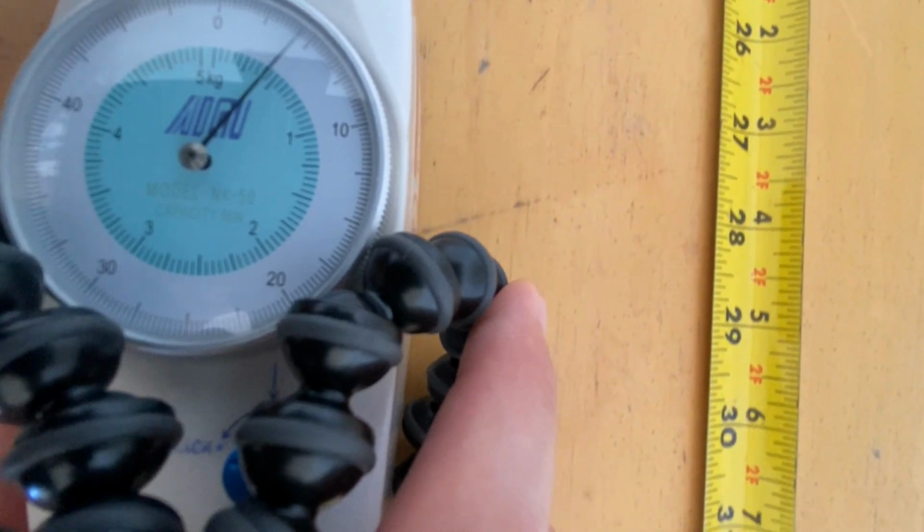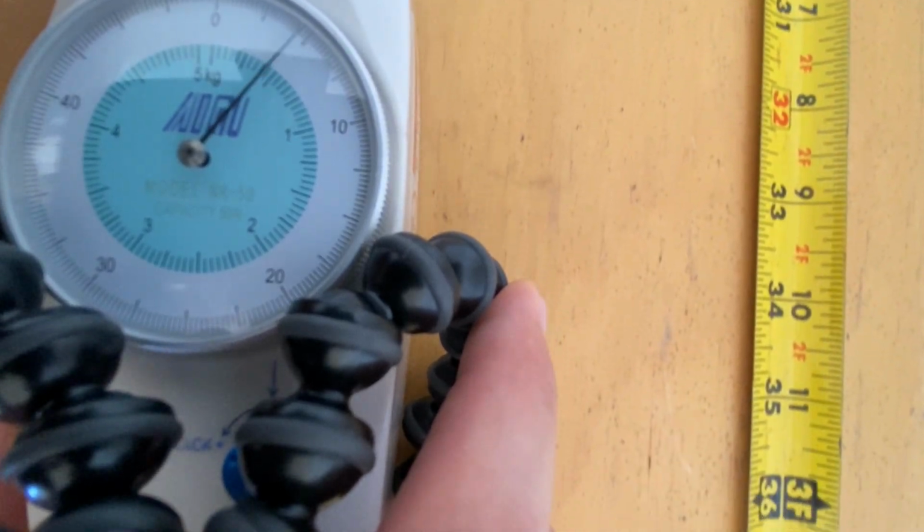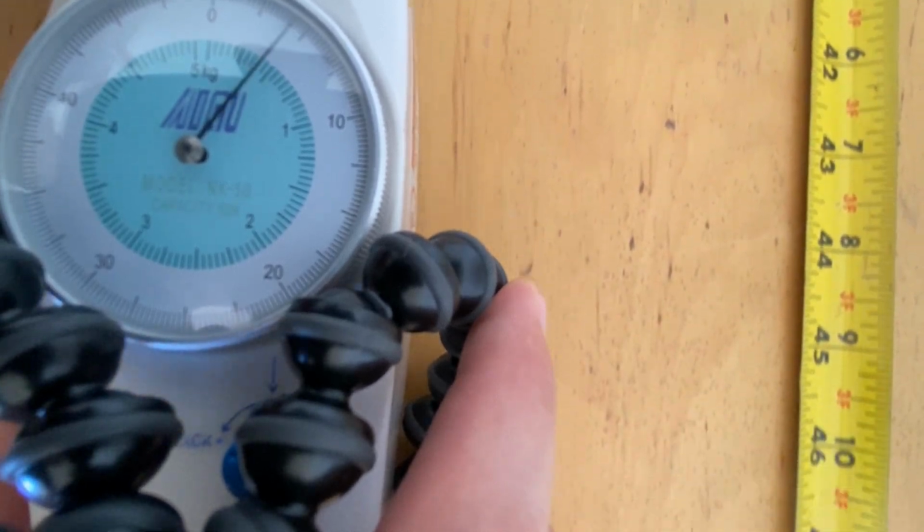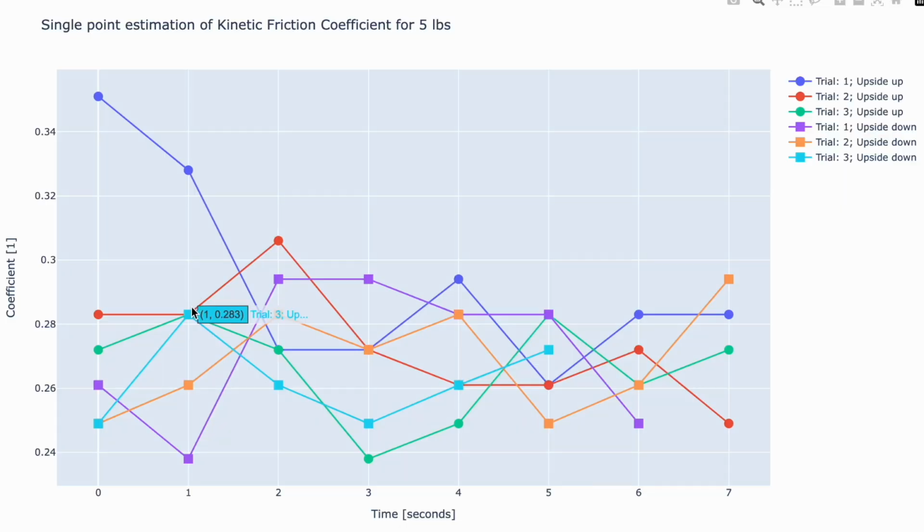Here's a shot of what it actually looks like getting the data collected for each of these runs. Here is the data from our first set of trials for the 5-pound weight. There are 3 trials where the weight is upside up and 3 where it is upside down. For the most part, these look similar to the graph shown in the physics book earlier.